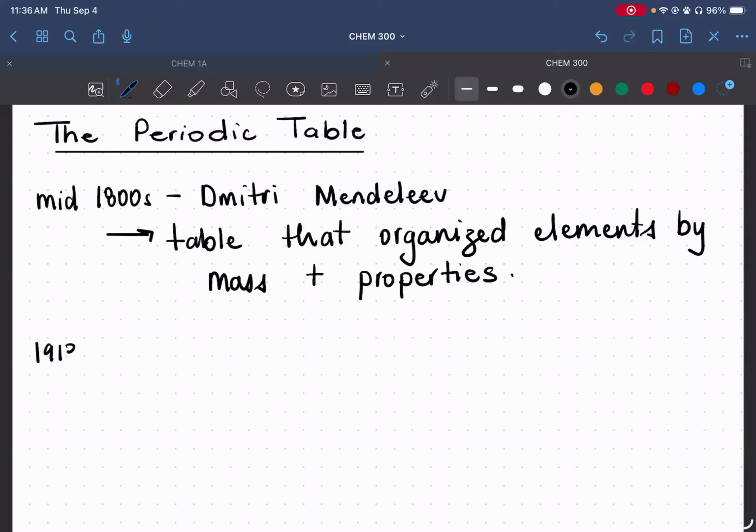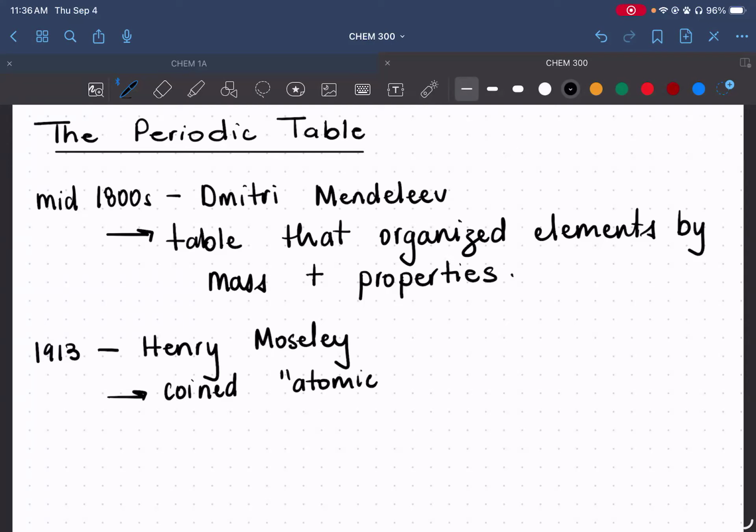In 1913, one of Dimitri's contemporaries, Henry Moseley, actually coined that term that we know from last class, atomic number. We talked last class about how atomic number refers both to the number of protons as well as the number of electrons in a neutral atom. With this term, we were then able to rank elements starting with Mendeleev's idea, but implementing Moseley's idea.